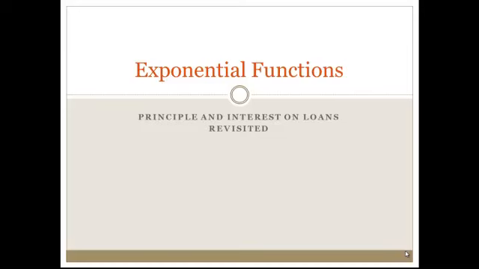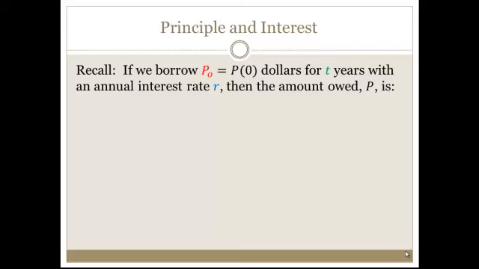Let's revisit our discussion of principal and interest on loans. Recall that if we borrow P0 dollars for T years with an annual interest rate of R, then the amount owed P can be found by P of T equals P0 times 1 plus R to the T.